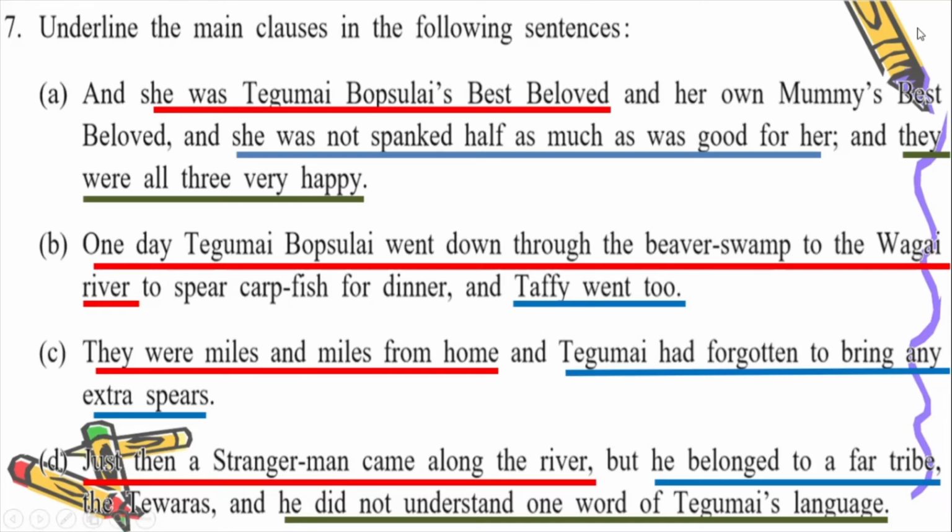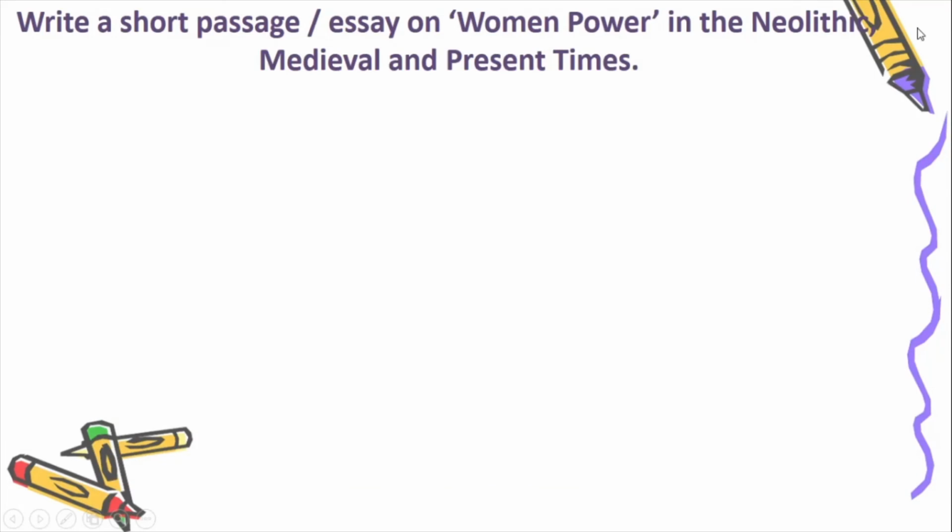Now let us go to some other exercises which are there in the book. So we are supposed to write a short passage or essay on women power in the Neolithic, medieval and present times. So I am going to talk about the Neolithic and medieval times over here. Okay, you will think about the present times and then you will make a small passage.